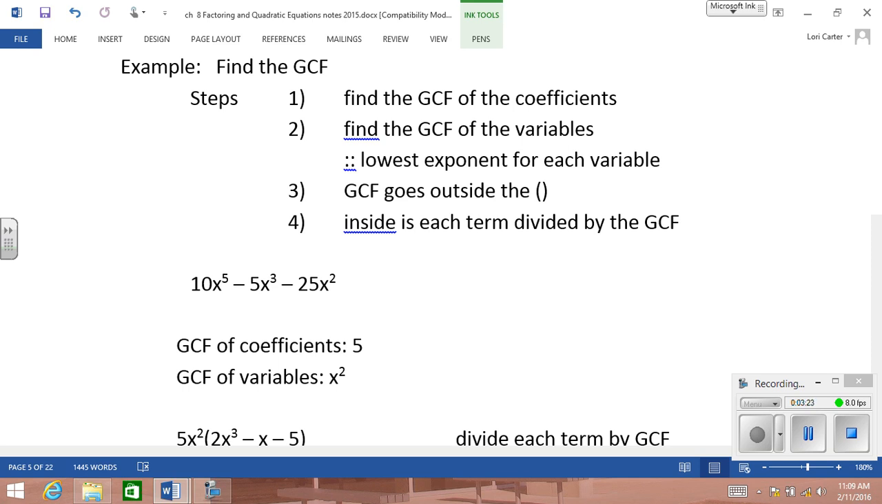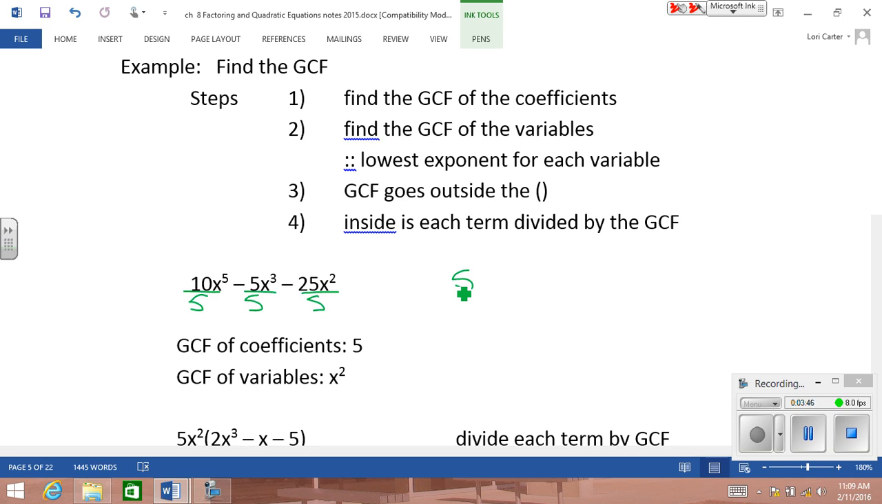10x to the 5th minus 5x cubed plus 25x squared. What do you do first? Which is what? 5. If you look at all 3 of them, they have a 5 in common. So far I have a 5 in front of my parentheses. Now you look at your x's. I have 5 x's, 3 x's, and 2 x's. What's my greatest common?